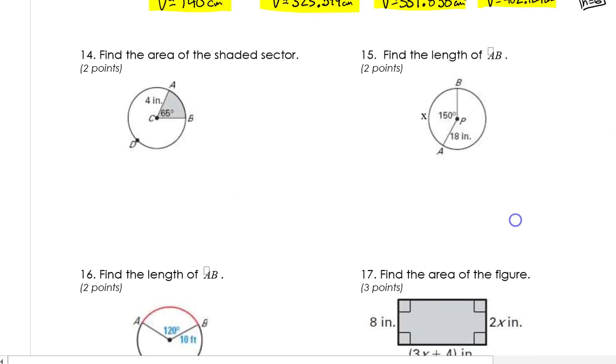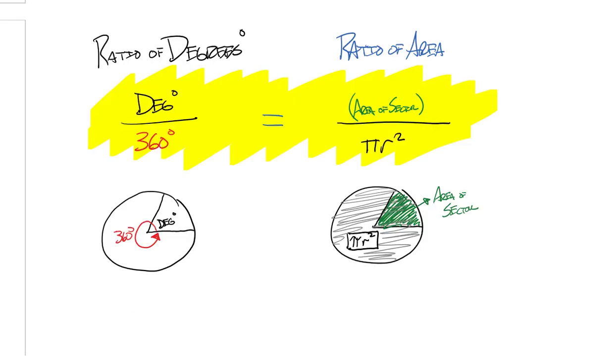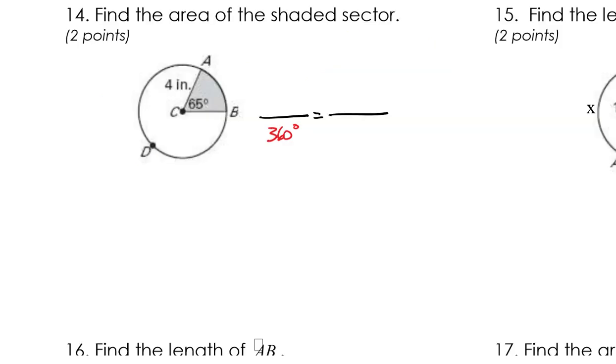Question number 14 and 15, we're finding the area of a sector and arc length. Area of a sector, we've already discussed the proportion we're going to use for this. For area of a sector, we're going to set up a ratio of degrees to the ratio of areas, where degrees of the sector over the full 360 is set equal to the area of the sector over the full area, pi r squared. We'll set up the ratio of degrees, 360 degrees in a full circle. We see the degrees given is 65.